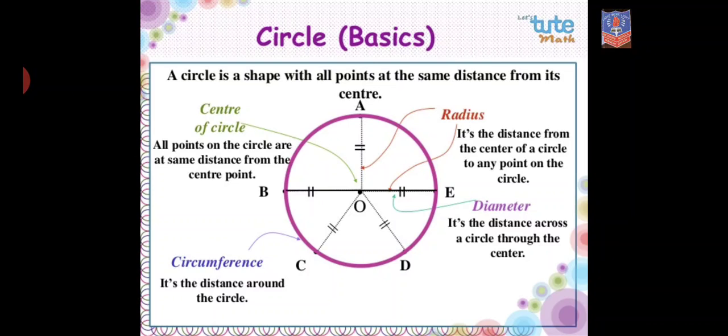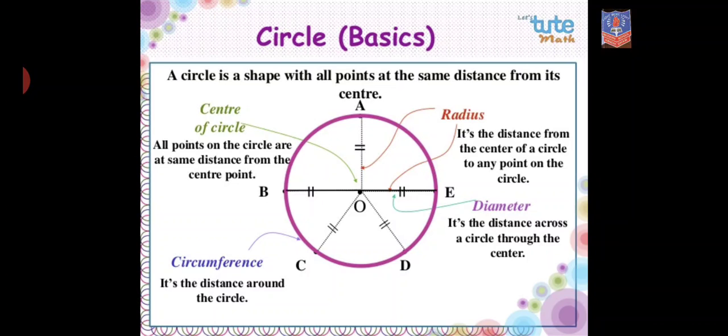Okay, now what is the diameter? The line segment joining any two points of the circle and passing through the center. Here you can see that the line segment BE, where B and E are points on the circle, and this BE line segment is passing through the center of the circle, so it is called the diameter of the circle, and we all know that diameter is twice its radius. Okay students, so these are some basic definitions.